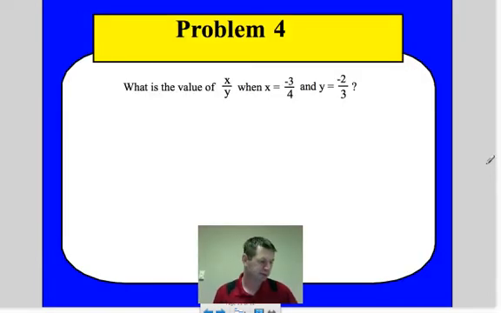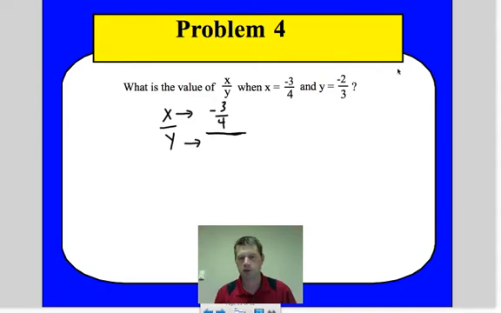Problem number 4 here, the last problem we're going to look at today. What is the value of x over y when x equals negative 3/4 and y equals negative 2/3? You're going to have to remember how to divide by fractions. The first thing we want to do is replace what x would be. They said x is negative 3/4, so we write that in there. Then we divide, with this division bar, by y. Y up here was a negative 2/3, so we put a negative 2/3.